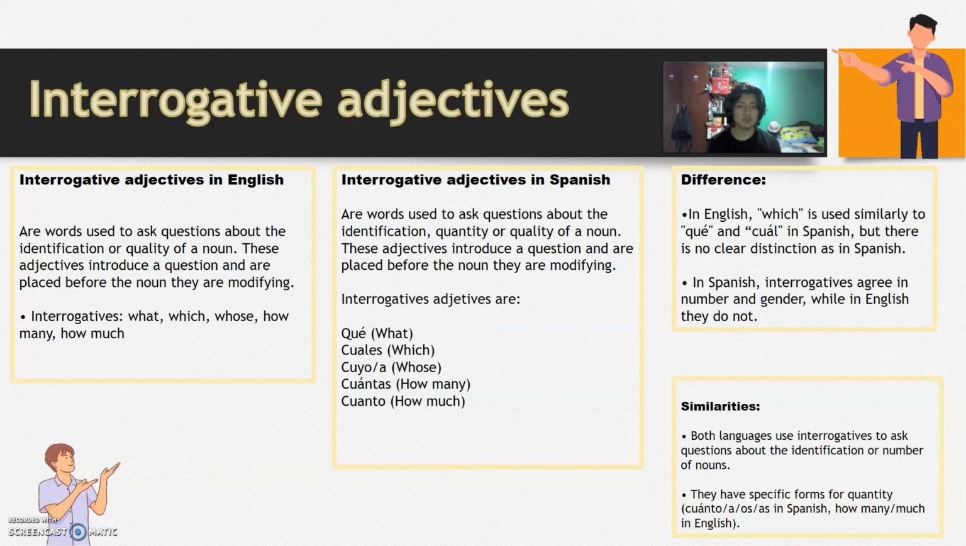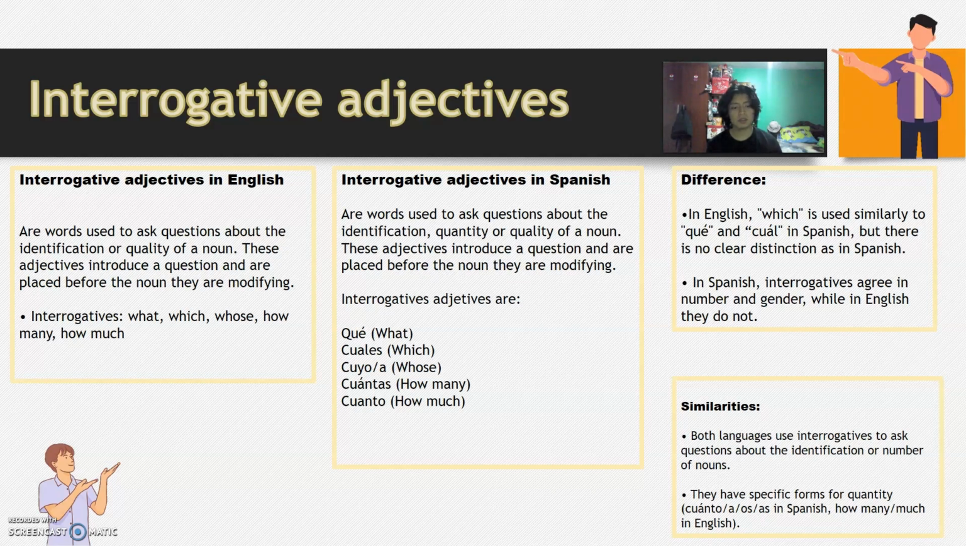And these adjectives introduce a question and are placed before the noun they are modifying. The interrogative adjectives in Spanish are qué, cuáles, cuyo, cuántas, and cuánto. The difference is that in English, which is used similarly to qué and cuál in Spanish, but there is no clear distinction as in Spanish. And in Spanish, interrogatives agree in number and gender, while in English they do not.